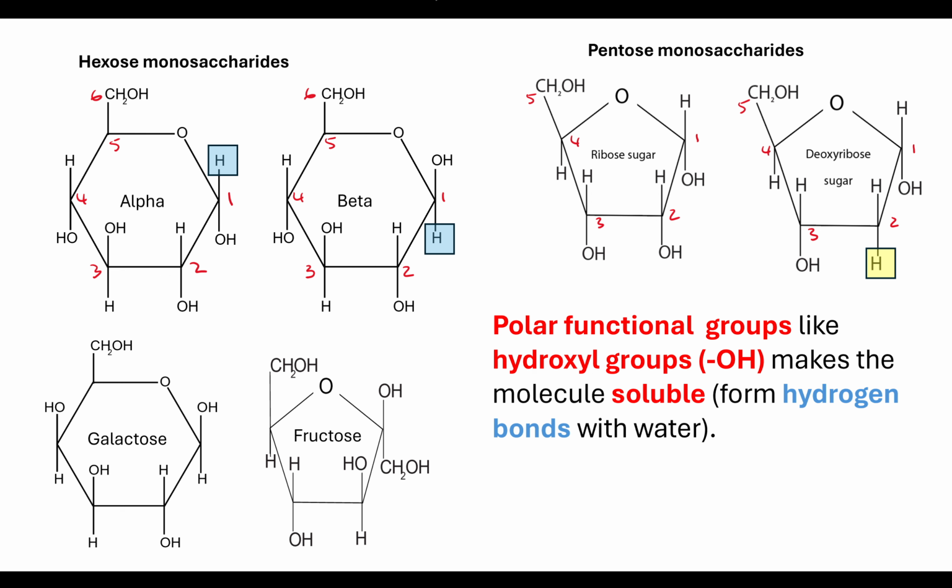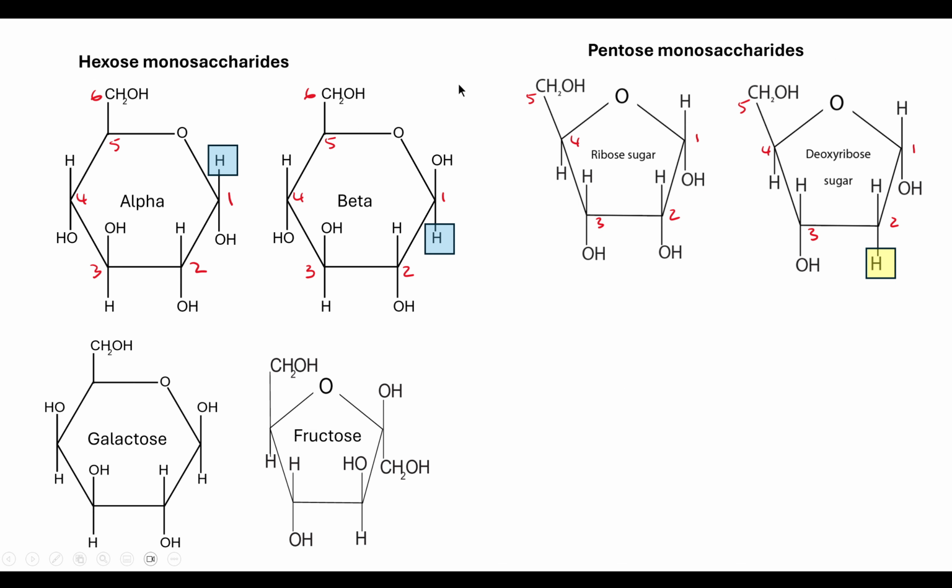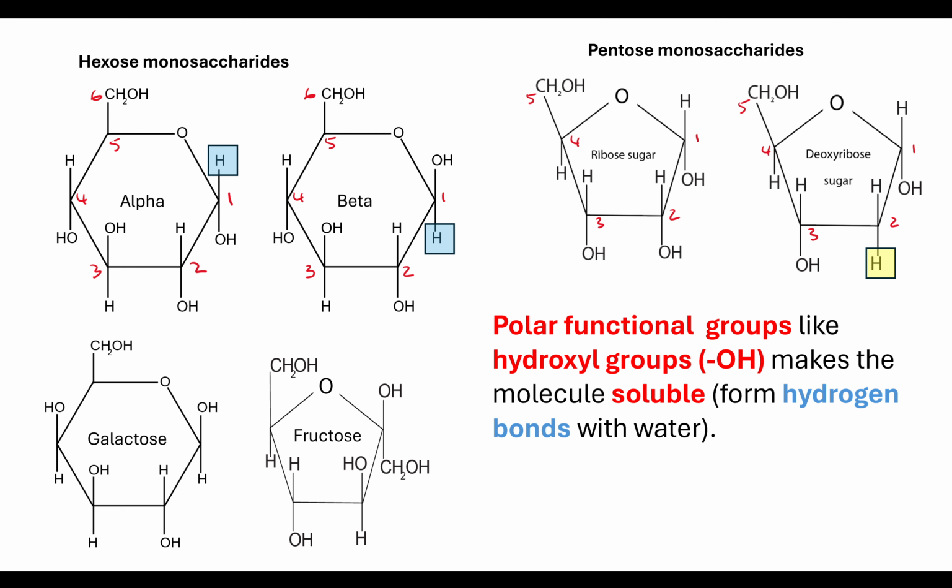So the important thing for us to understand about these hexose and pentose monosaccharides is that if they have a polar functional group, in this case the hydroxyl group, that will make the molecule soluble. So it's important that we note that our monosaccharides, our monomers of sugars, are actually polar molecules because they contain a polar functional group. Now, the polar functional group that we can see is actually our hydroxyl group.